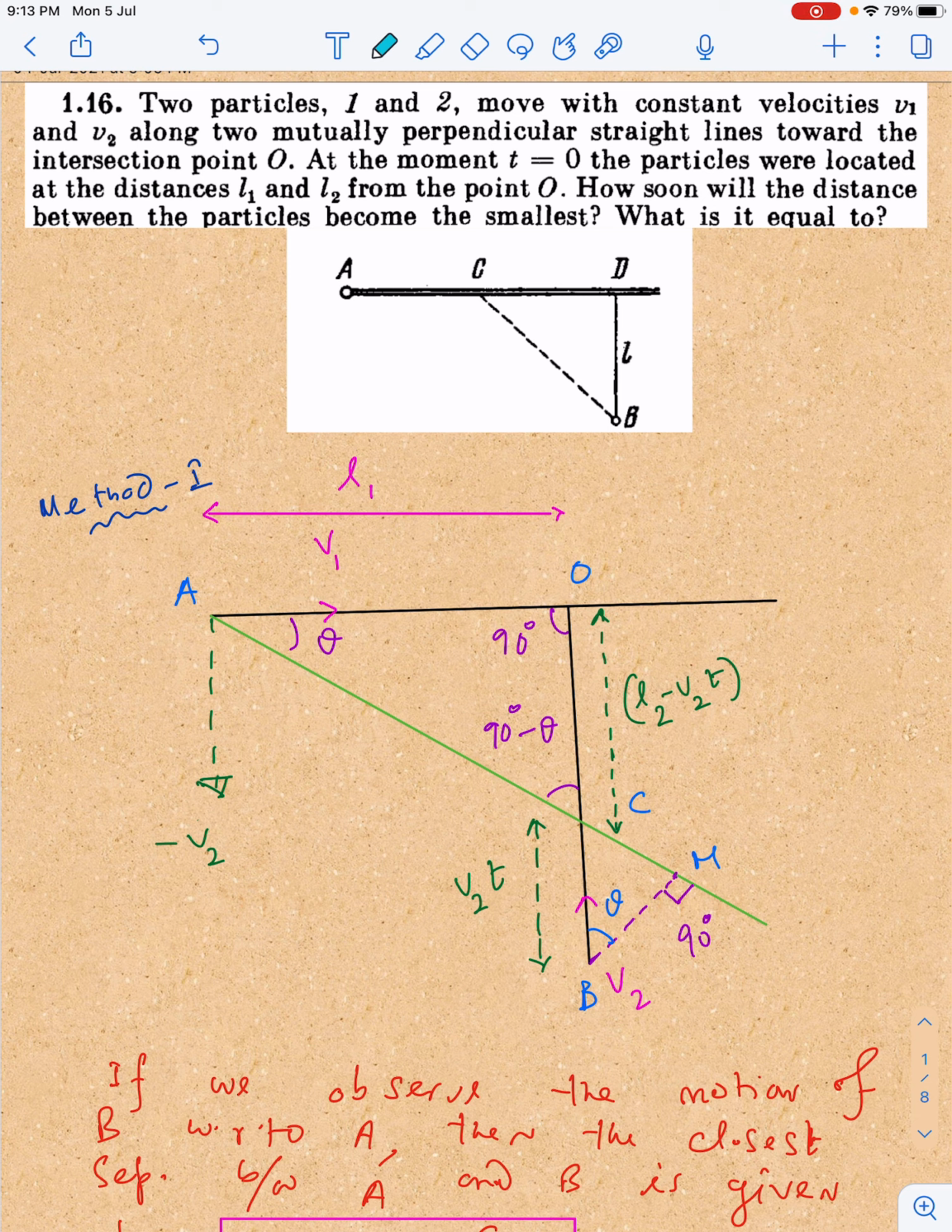The question is known to all of you, but still I will narrate it. There are two particles, particle 1 and 2. They have started moving from these two positions with velocity v1 and v2, and they are at distance L1 and L2 away from this common point of intersection. And they are asking what is the distance of closest approach, or what is the distance when it will become minimum, and they are asking the value of it.